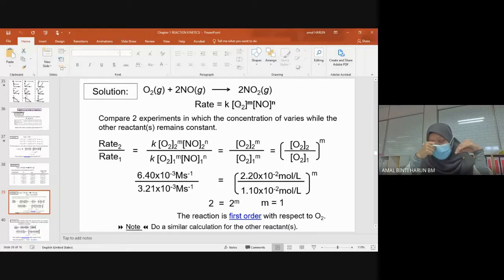So the order with respect to oxygen, we don't know what it is. The order for NO, we also don't know. Now let's assume the order for oxygen is M while the order of nitrogen monoxide is N. So our task now is to find the order with respect to each of the reactants, which is M and N.